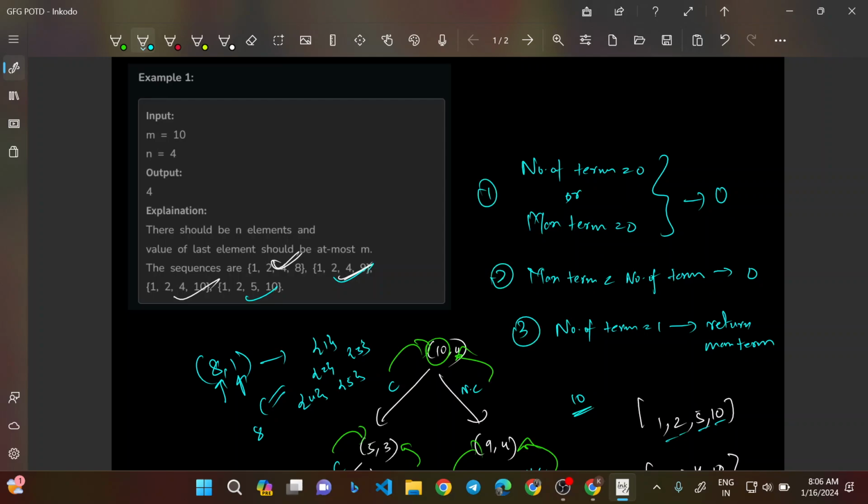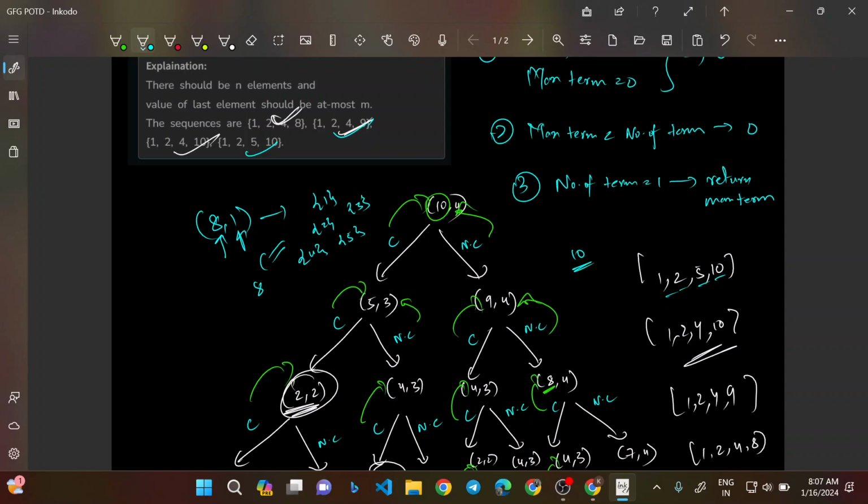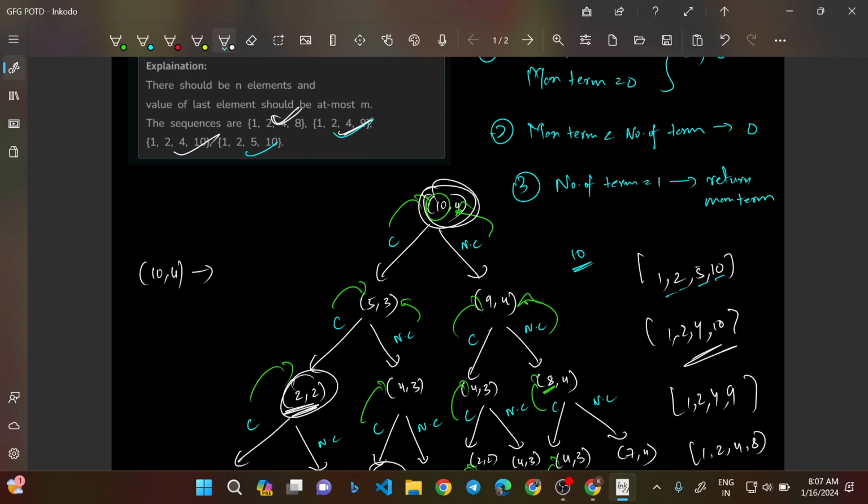And now what is the condition, what is the formula that you're going to write? Let us assume I'm evaluating for 10, 4. What values is 10, 4 depending upon? If I'm considering 10 to be the endpoint, then I'll be evaluating the value of 5, 3. If I'm not considering it, then I'll be evaluating the value of 9, 4, because I'm not considering this to be an endpoint, so I still have 4 terms to be evaluated, and the end term will be 9.